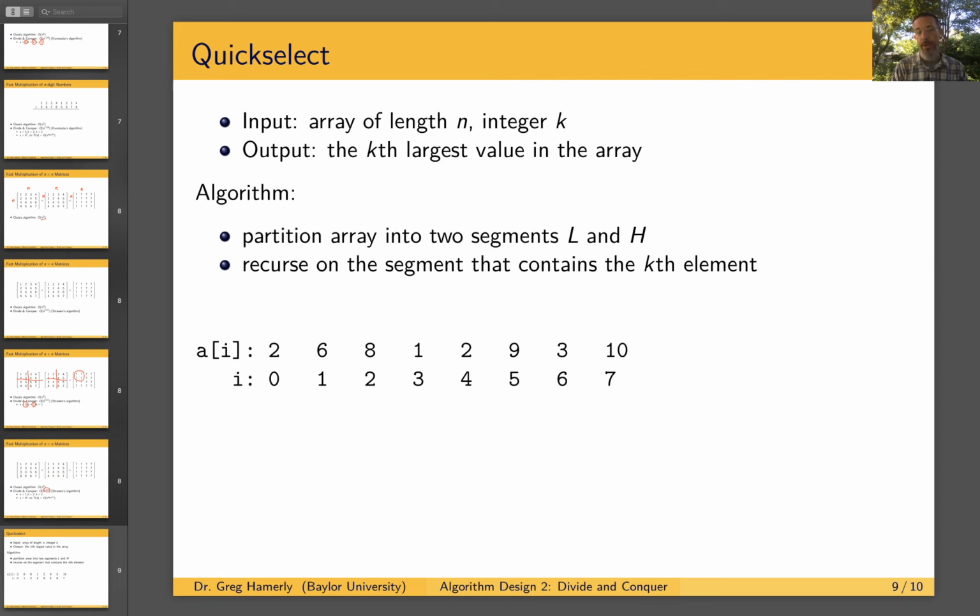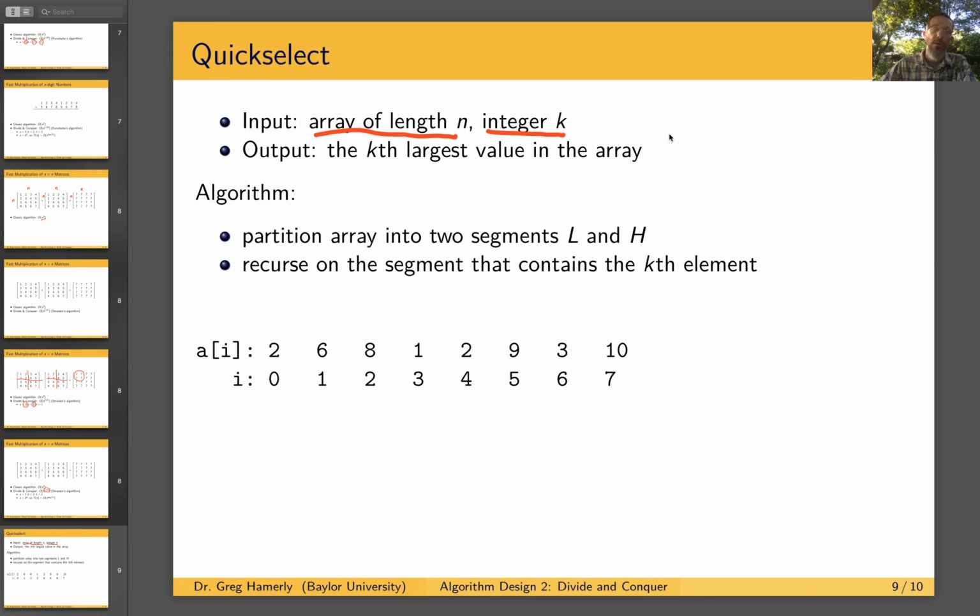Okay. Last example I want to talk about is quick select. And this is a new algorithm. It sounds like quick sort because it is like quick sort. It's based on the same ideas as quicksort. But the problem that we're trying to solve is different. We're not trying to sort an array. What we're trying to do is get the kth largest element of the array. So our input is an array of length n and an integer k. And our question is, what is the kth largest value?